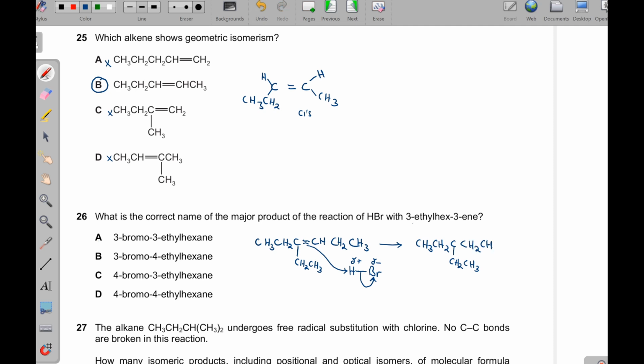Then there is a CH2 and then a CH3. Now this one becomes positively charged. This is a carbocation. It is a tertiary carbocation. So this tertiary carbocation will be stabilized, you see, by these three alkyl groups.